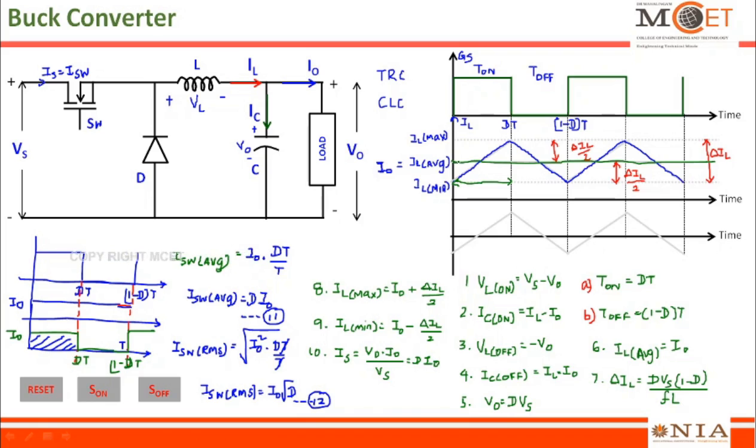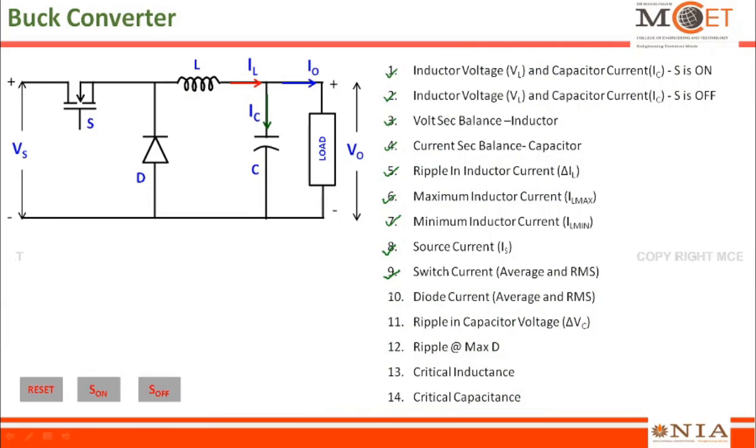The switch current waveform, I can even mark it here. This is the duration where the switch is on, so this current will flow. During this part, the switch is off, so this current will not flow. Again, this current will flow. So this is the current which is going to flow through the switch, and that is what I have drawn here. That is how I have calculated the average and RMS values. So we have calculated the switch current, and the next part of the derivation is to calculate the diode current average and RMS values.